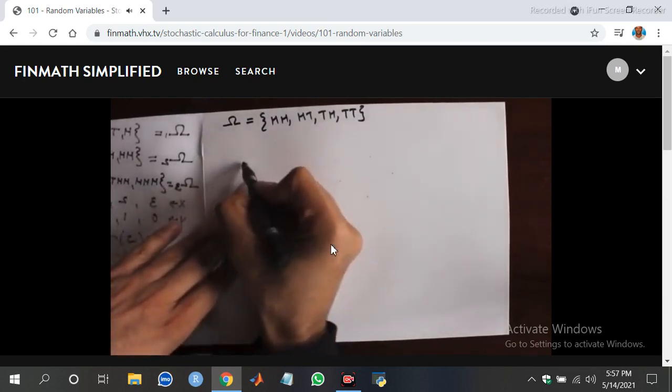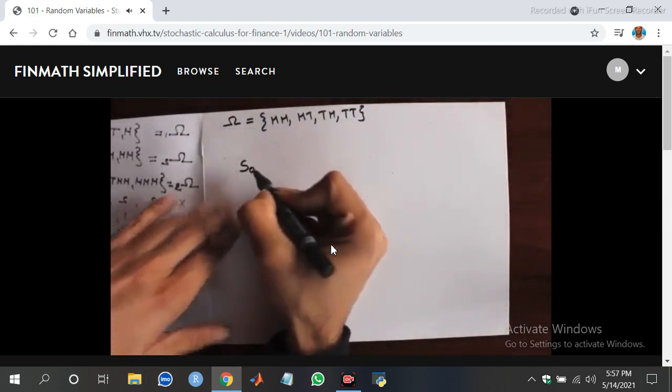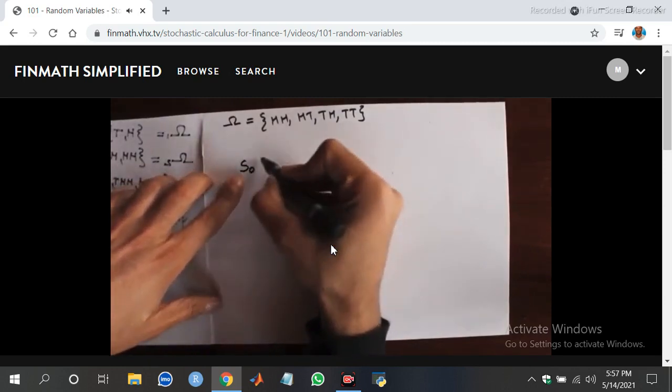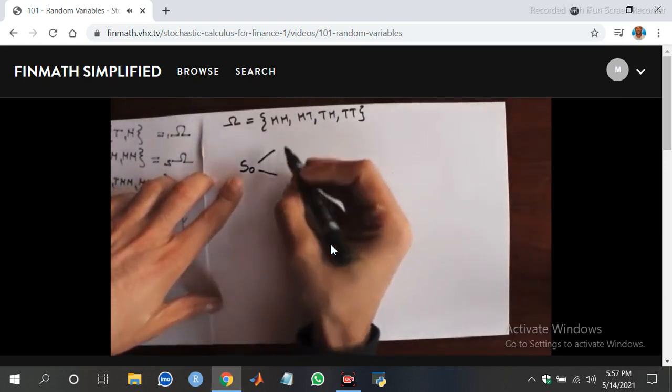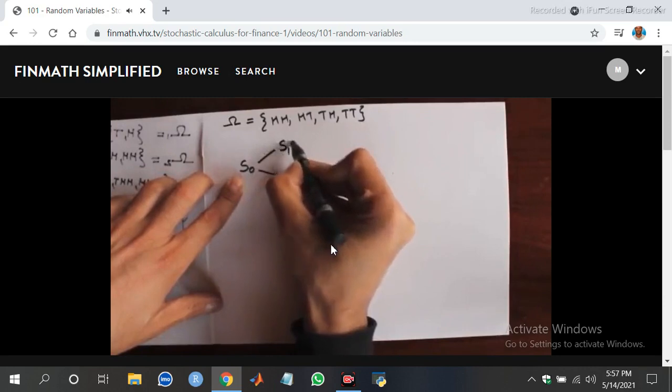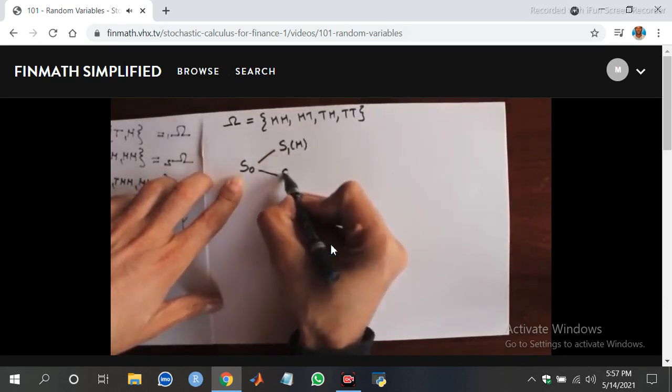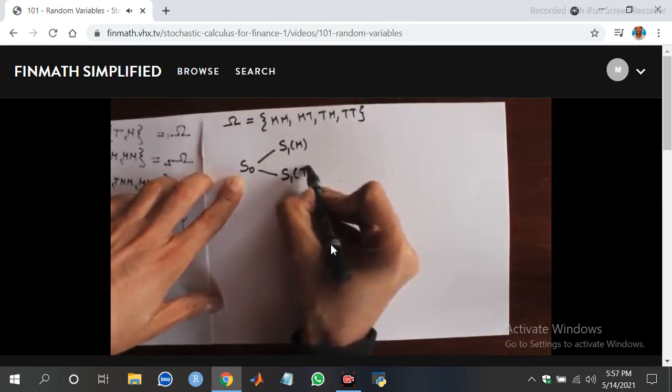Okay, so what we're saying is we're basically starting with the stock whose value at time 0 is S0. We're going to toss the coin, and if the value is a head, the stock goes up. If the value is a tail, the stock goes down.